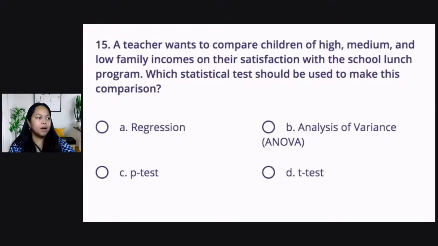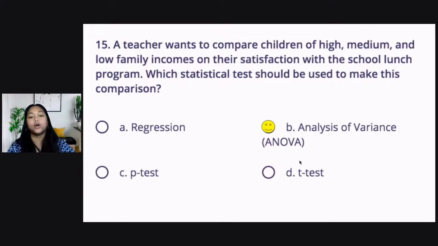Okay, karamihang choice nyo ay letter B, ANOVA. And that is correct, okay? Again, as you can see, yung ANOVA po ay ginagamit kapag meron kang 3 or more different averages. So 3 or more different groups, okay? So in this case here, may high, medium, and low. Those are 3 groups. And so ANOVA po yung ating gagamitin, hindi po t-test.